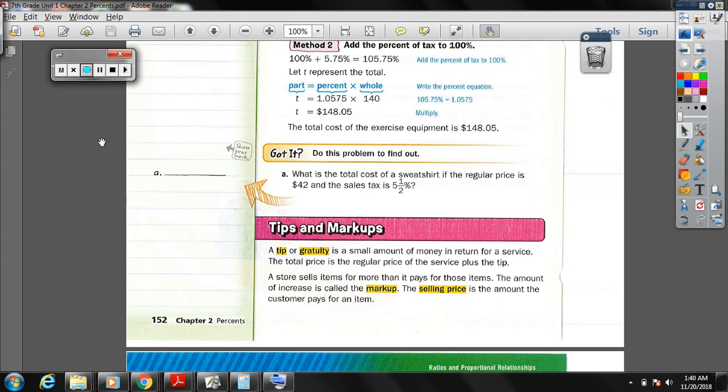And then markups: a store sells an item for more than it pays for those items. If a store did not, then it would lose money. So a store must sell an item for more than what it bought it for. So the amount of increase is called the markup. The selling price is the amount the customer pays for an item.